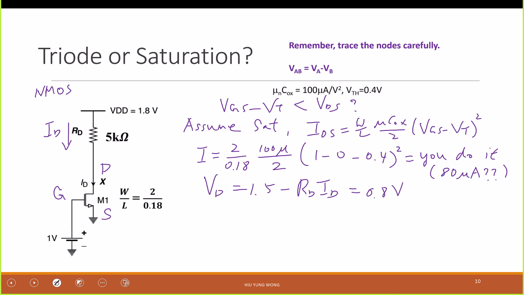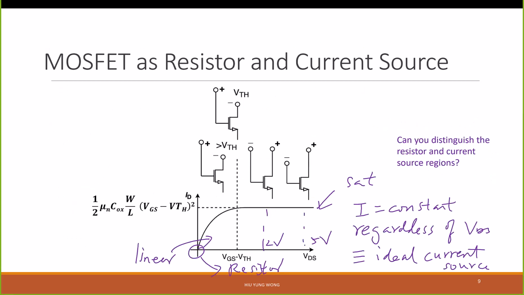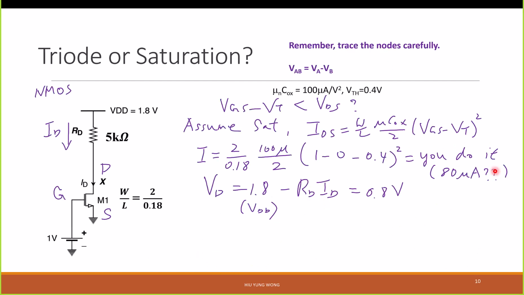Sorry, it is a typo. This is VDD is 1.8. I'm sorry. It's 1.8. Okay. Maybe wrong, right? But I'm sure that my final result is correct. So let me erase this.